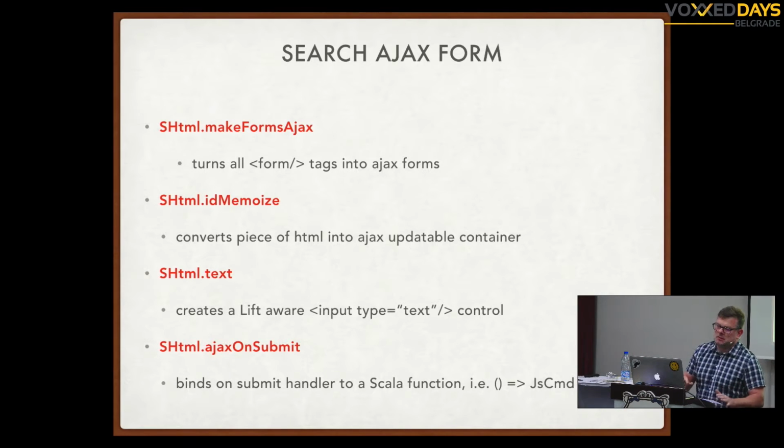Just to sum up, SHtml is a helper class that allows you to manipulate your HTML. Make forms AJAX converts all the form tags on your page into AJAX forms. ID memoize converts a piece of HTML into an AJAX updatable container, so you can update it constantly. And there is text control and this AJAX on submit handler, so it's quite easy to use them, and I think it's quite simple. There's nothing to explain.